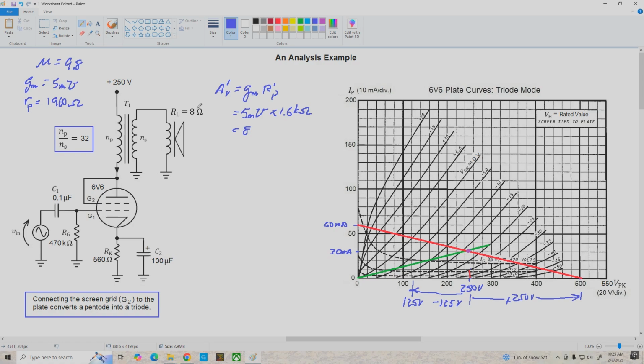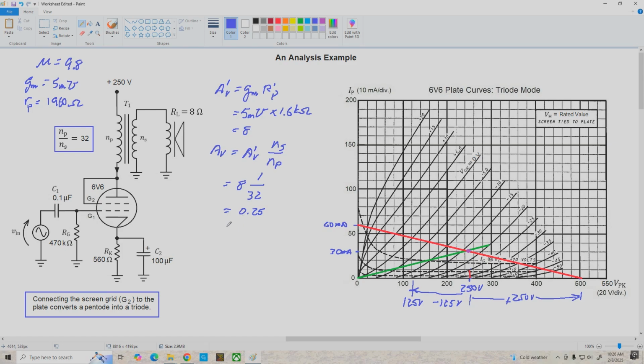But the actual voltage gain is going to be AV equals A prime V times the reciprocal of the turns ratio, because we have a step-down transformer, so that's NS over NP. And our actual gain then is 8 times 1 over 32, which is 0.25. So we've got a very low voltage gain overall, and that's not too surprising because we have a relatively low mu tube. Mu is only 9.8, and we know the gain of the tube is going to be less than that. It's 8. And overall, we're stepping down by a factor of 32, so we get a pretty low voltage gain.